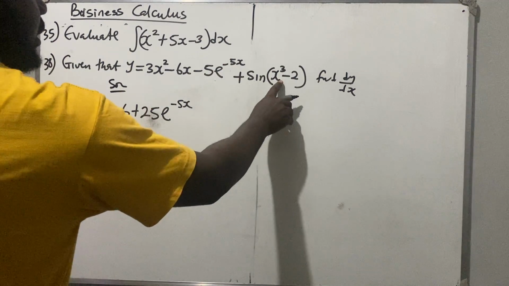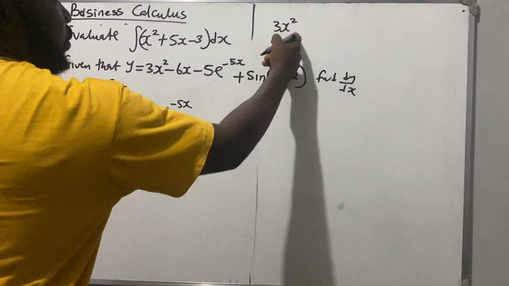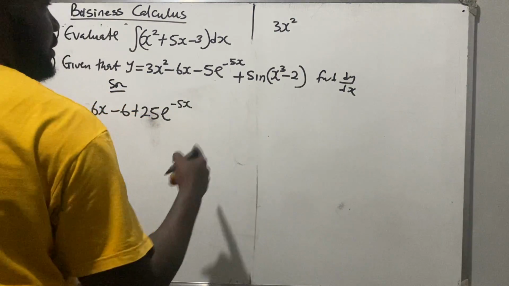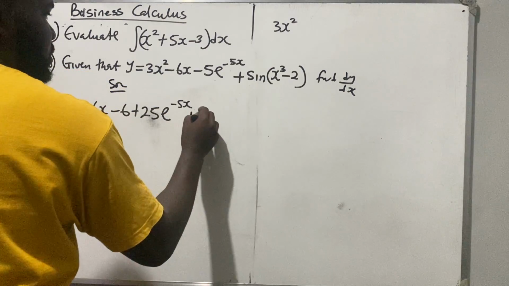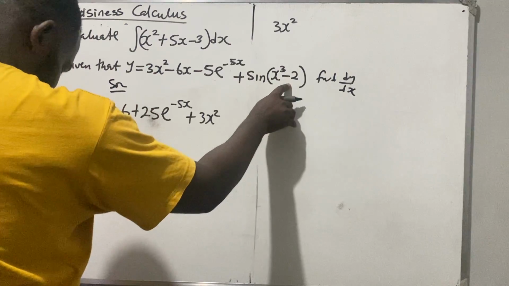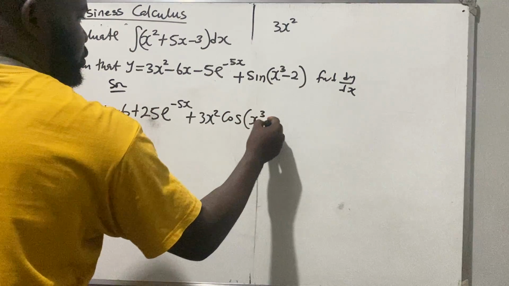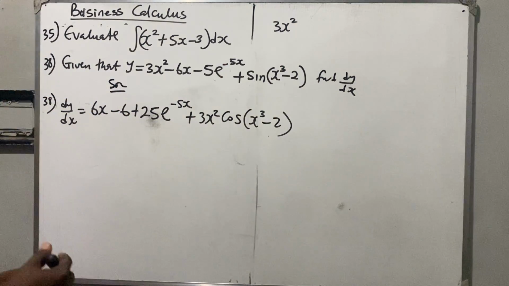Now for this one, differentiate inside here to give you 3x squared only. Use it and multiply the differentiation of everything. So differentiation of the inside, you have 3x squared. Differentiation of sine something is cos of that thing. So we have cos of that same thing, x cubed minus 2. As simple as that. So that is the answer.